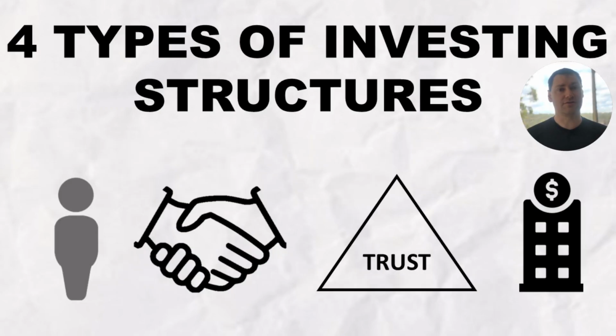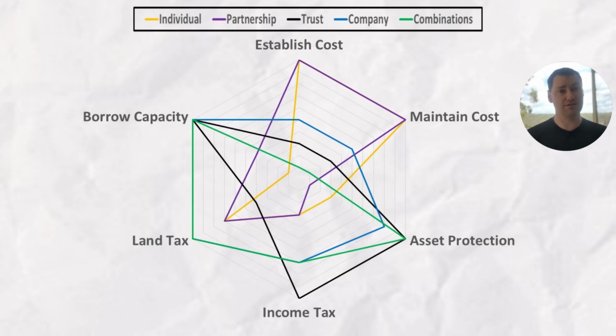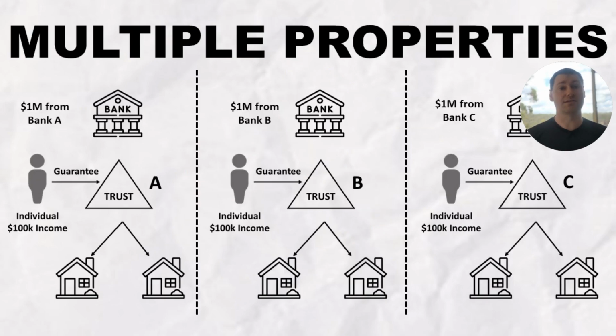So in the first video of this Infinite Money Loop series, we looked at the 4 main types of structures. The first one being the individual, then the second, the partnership, the third, the trust, and the fourth is the company. We broke down the advantages and disadvantages of each of those structures and how you can use them to better service your investing needs. In the second video, we looked at how you can use these structures in order to maximize your purchasing power for real estate. So that was which structures give you the best leverage to be able to purchase the most amount of real estate.